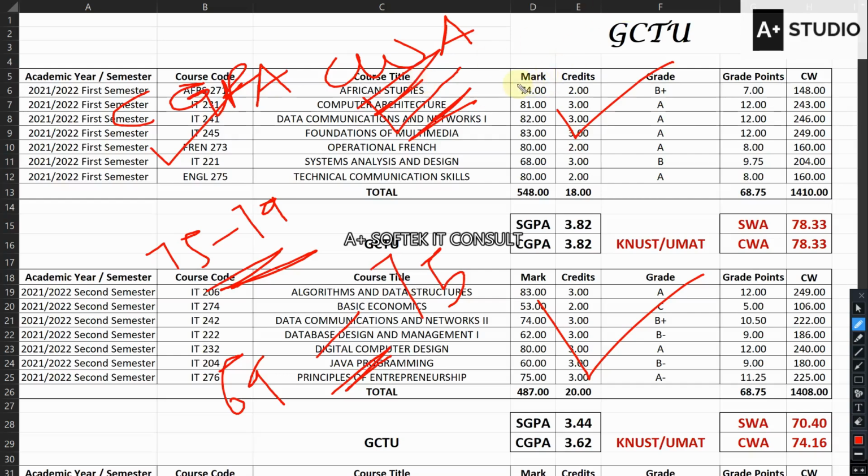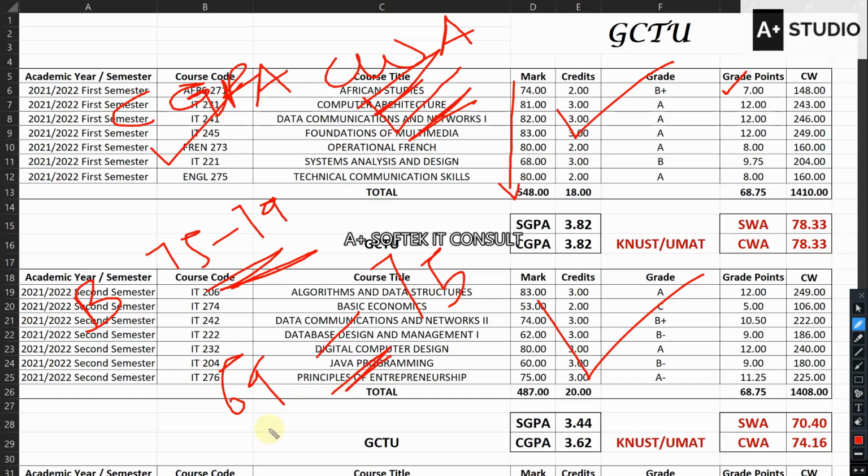Since CGPA is using grade points, as you can see from here, 75 and 79 give me the same grade. Which means if two students get 75 and 79 in all of their courses, they'll have the same GPA. So I feel it is less accurate, okay? It doesn't really show the accurate performance or the true reflection of a student's performance.